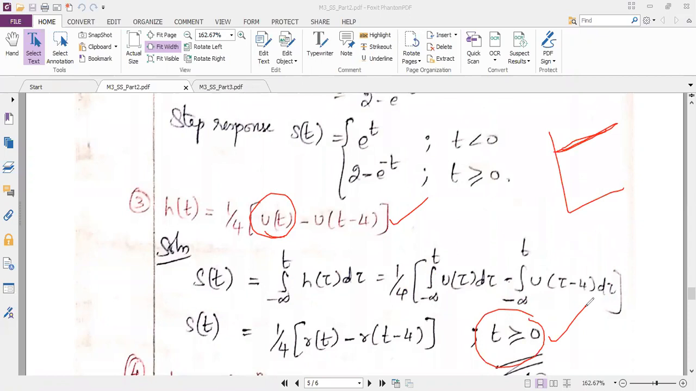You can ask me a question, ma'am. In the earlier problem, you said the lower limit you have to make it 0. Nothing wrong, you can make it 0 also. My concept is integration of unit step signal is ramp. That's why I did not modify the lower limit. If you want, you can modify the lower limit also.